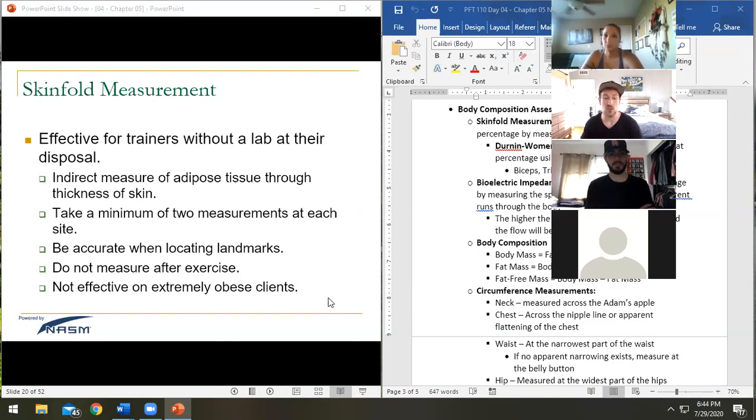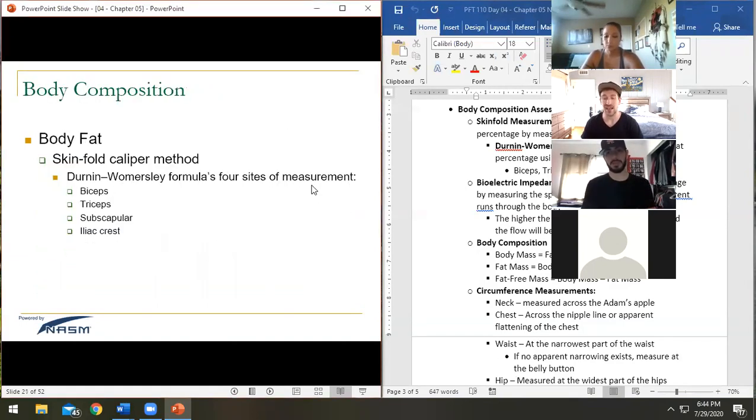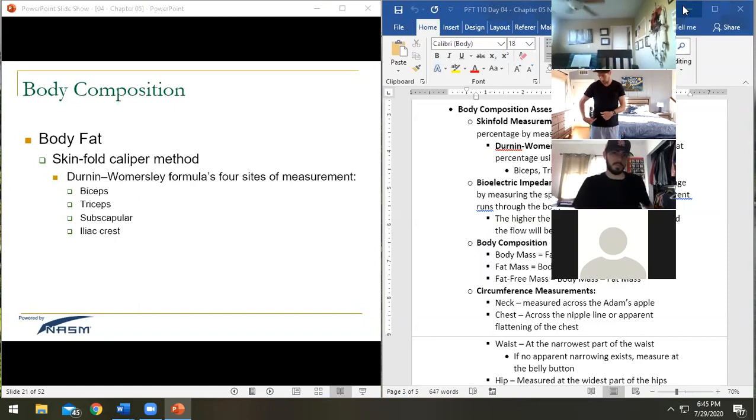So the 4 sites that you're going to do are going to be, and NASM is going to use the 4-site method. There are 7-site methods. There's other methods out there, but the one that NASM is going to recommend is what's called the Durnin-Womersley formula, which is the greatest name of all time. And it's a 4-site method. Biceps, triceps, subscapular, which is just what you're going to do is you're going to go 1 to 2 centimeters below the little pointy part of the scapula, the inferior angle, and then 1 to 2 centimeters above the iliac spine. Both of those last two are at a 45-degree angle.